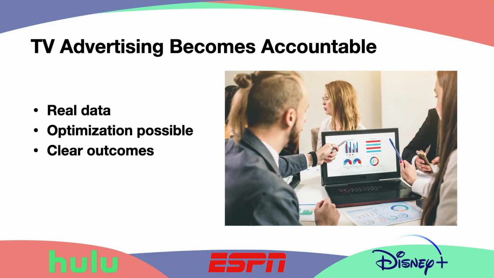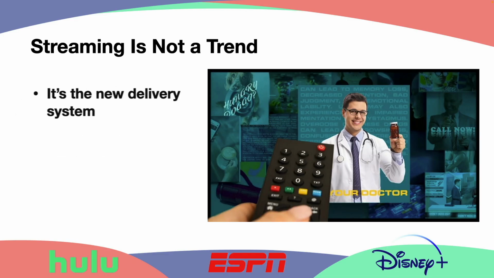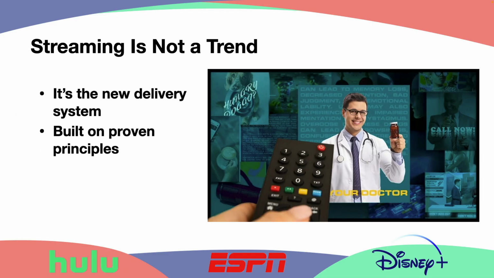TV advertising is no longer just a black box. This changes how businesses, especially smaller local businesses, think about and trust doing TV ads. And of course, streaming is not a trend. For the first time, local businesses can realistically access TV advertising. If you want to advertise to a specific city or a zip code, you can do that. You want the whole state, you want the whole country, you can do that as well.